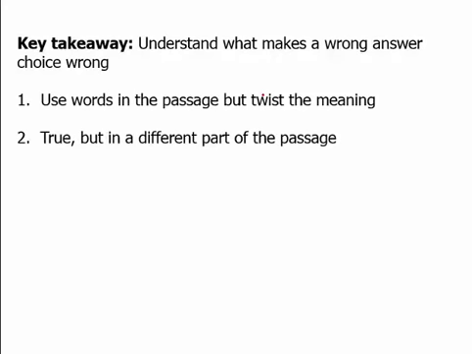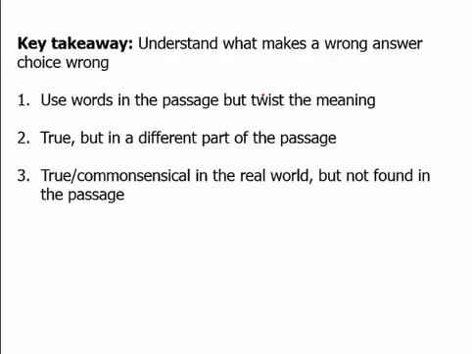The next type of wrong answer choice is also very tricky. It is true, meaning that the wrong answer choice is correct in terms of the passage. You can find a part in the passage that has this wrong answer choice. However, it is the wrong part of the passage. In other words, it does not answer the question. It answers another potential question, one dealing with that part of the passage. So always make sure that you are in the right part of the passage when dealing with the question.